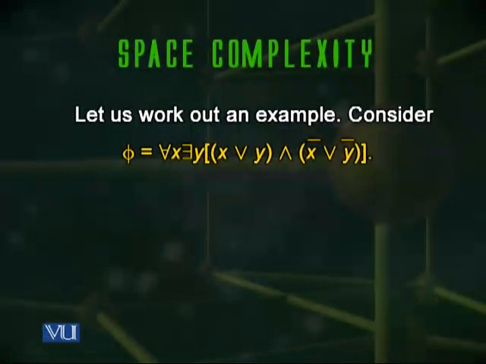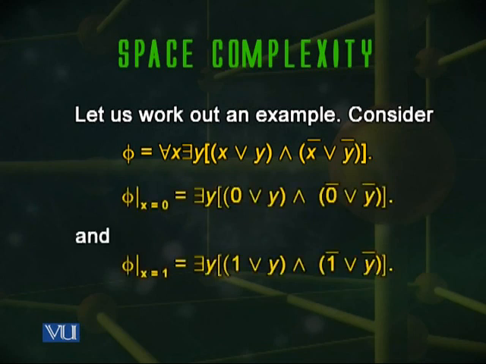Let's work out a concrete example. Let's consider the formula that we considered before, which is for all x there exists y, (x or y) and (not x or not y). In this case, we can obtain our two formulas. Phi restricted to x equals 0 is there exists y, (0 or y) and (0 bar or y bar). And phi restricted to x equals 1 is there exists y, (1 or y) and (1 bar or y bar). And both of these formulas must be true for the original formula to be true.